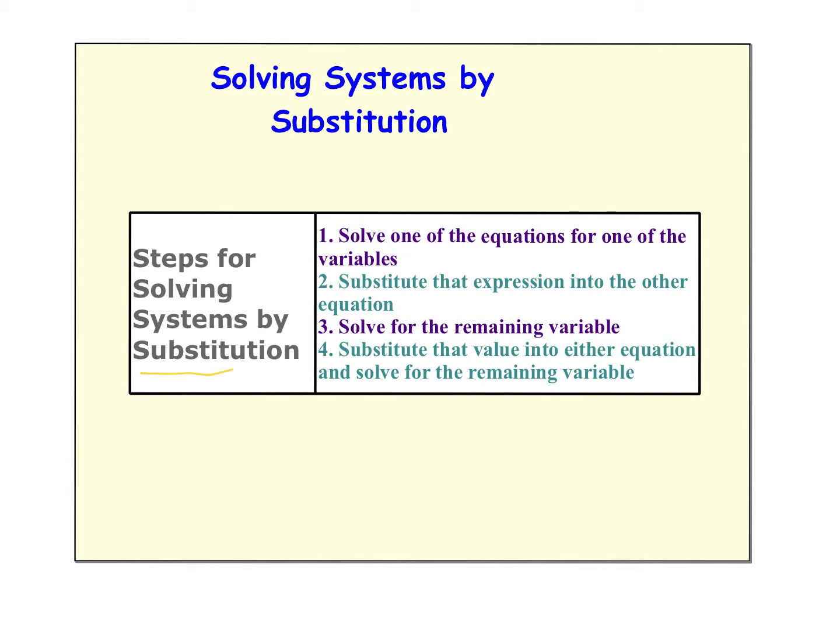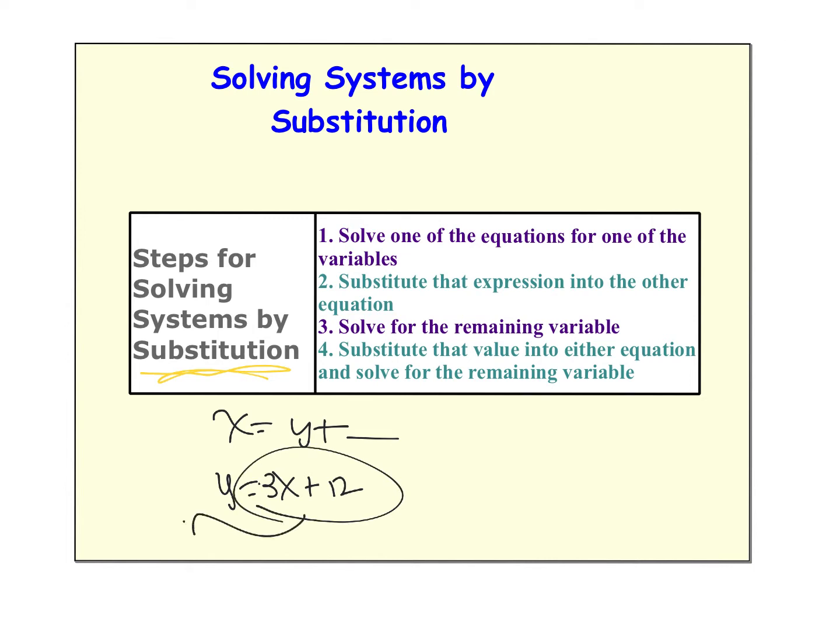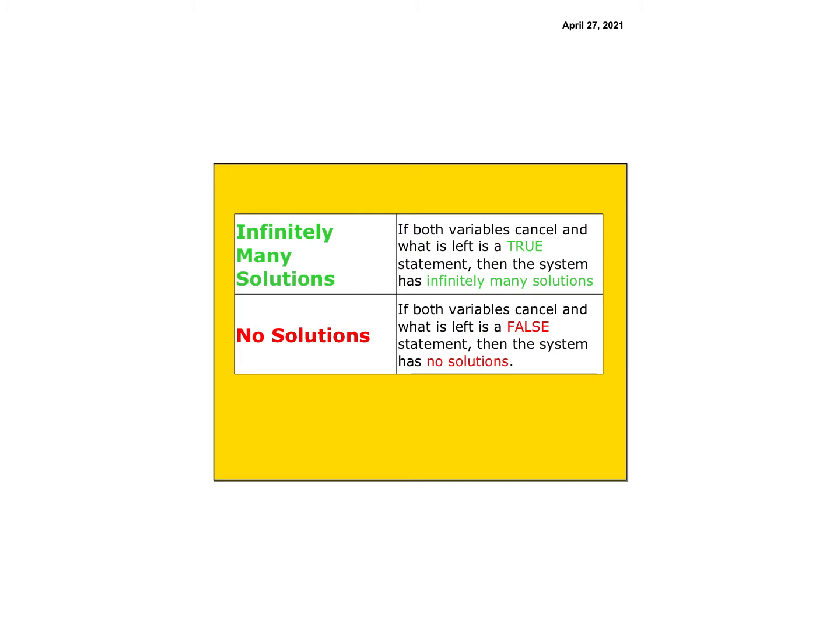So one option is by substitution, and that is where you have a variable that is by itself, or you have something like x equals y plus something, or y equals 3x plus 12 or something similar. So you can substitute this in for y in a different equation. Let's see what that looks like.